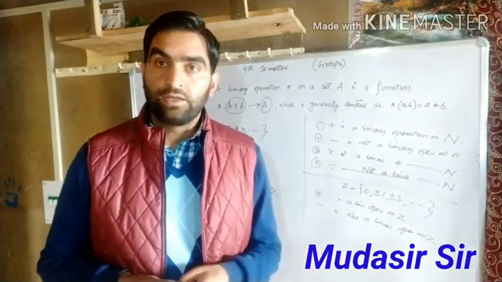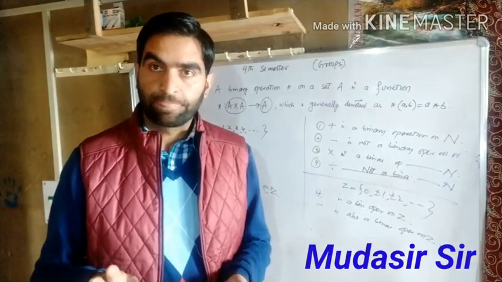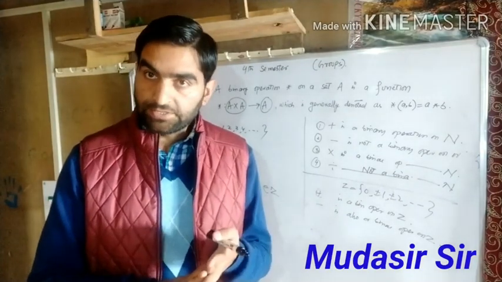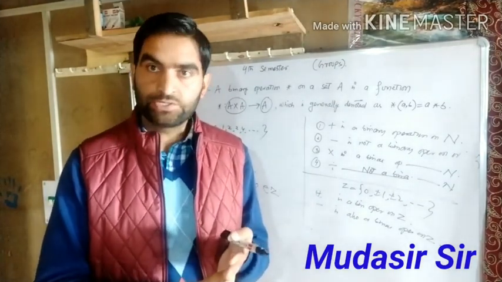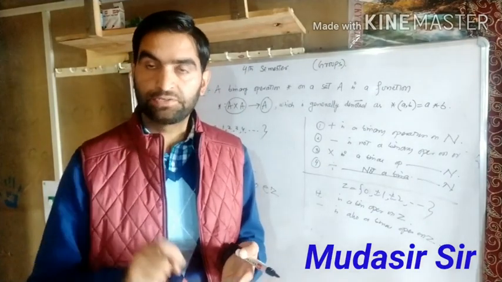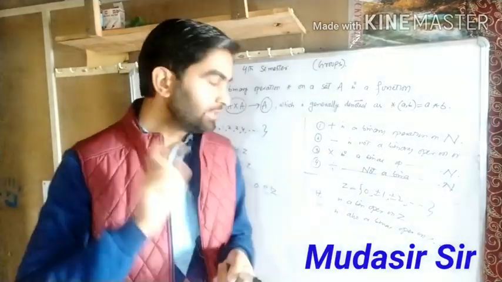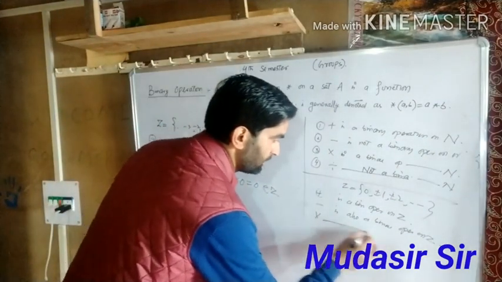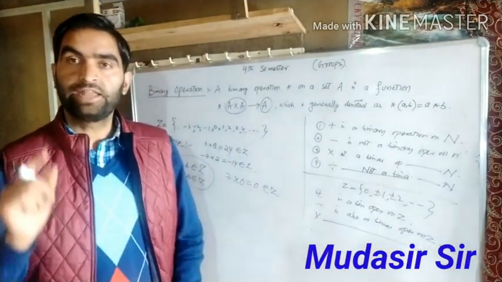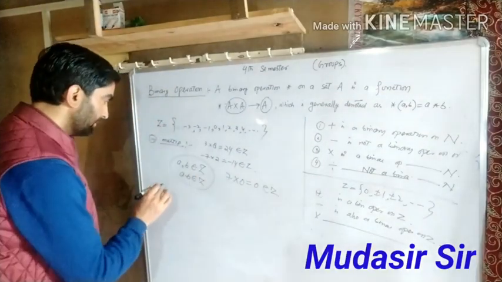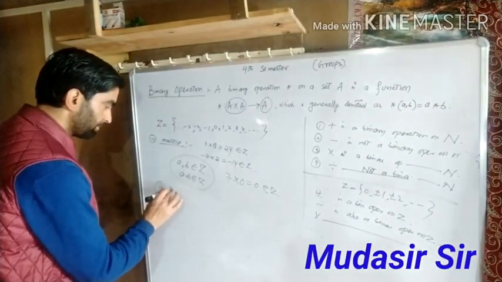So the question is, now it is clear that subtraction, addition is a binary operation on Z. Z means integers, set of integers. Subtraction is a binary operation on Z, and multiplication is also a binary operation on Z. Now the next operation is division. Fourth one is division.